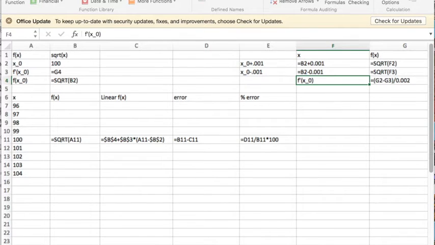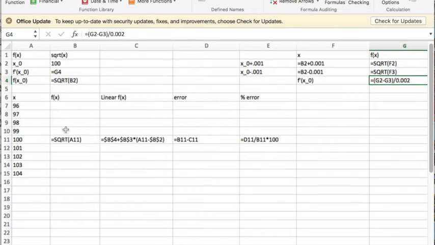Recall that the numerical derivative is f of x plus 0.001 minus f of x minus 0.001, divided by 0.002. So we need to set it up so that given our x0, we have x0 plus 0.001 and x0 minus 0.001. We're going to evaluate our function f at x0 plus 0.001 and at x0 minus 0.001, take the difference of those two and divide by 0.002. That'll give us the numeric derivative.